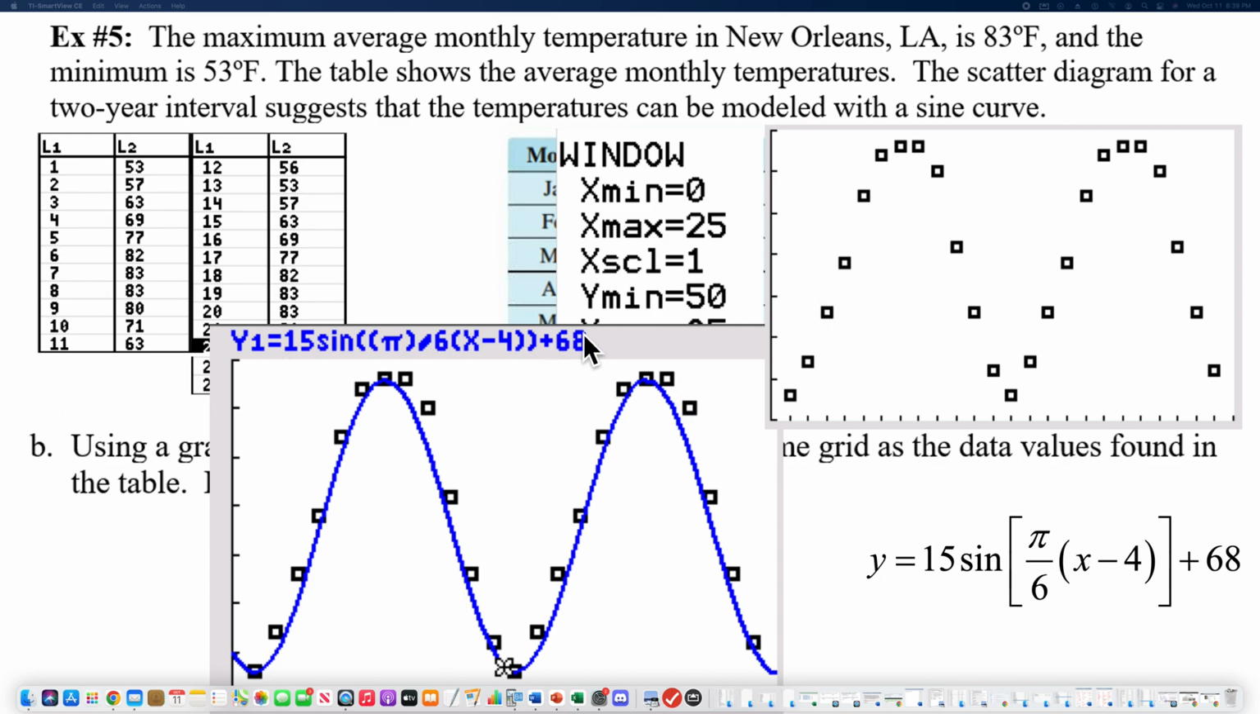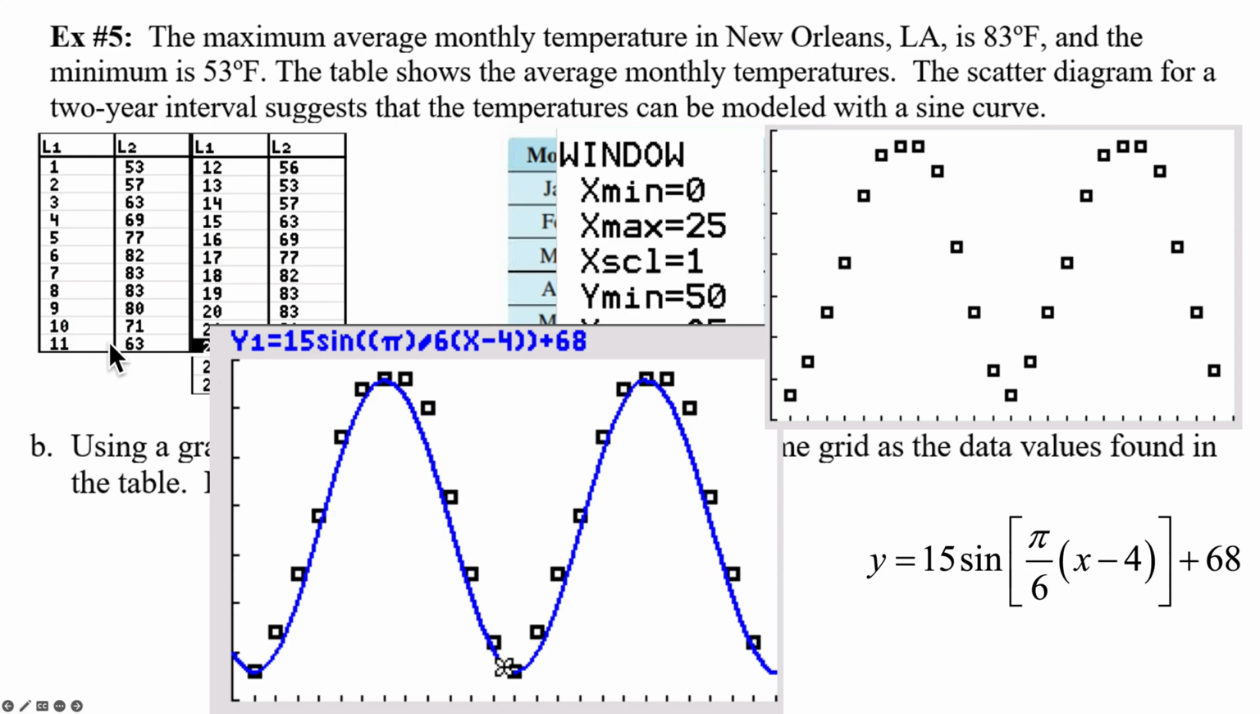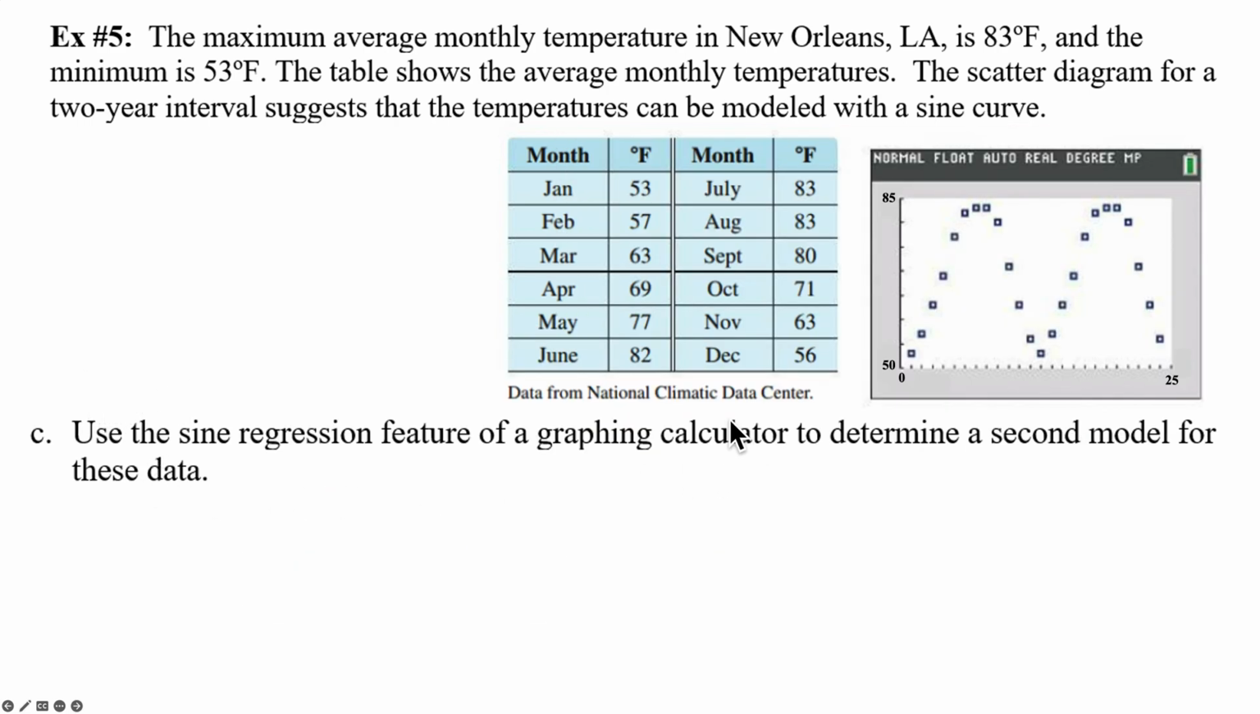Now that we have this data all in our graph, we're going to go to part C, where we're going to let the calculator make the regression. So we kind of used our knowledge of transformations to help find our values. But now we're going to let the calculator do it. So what you want to do is go back to your home screen, hit Stat, cursor over to the Calc drop-down window, and Option C.